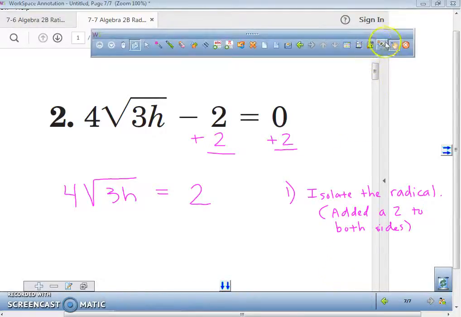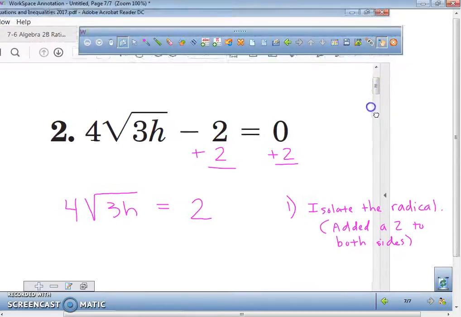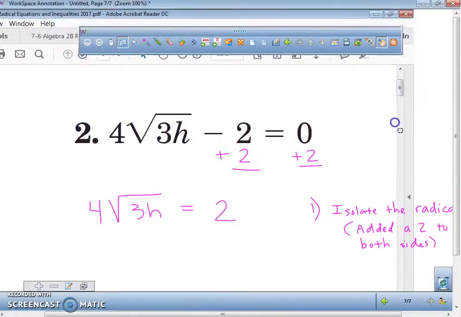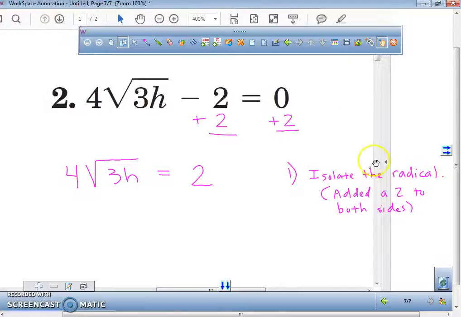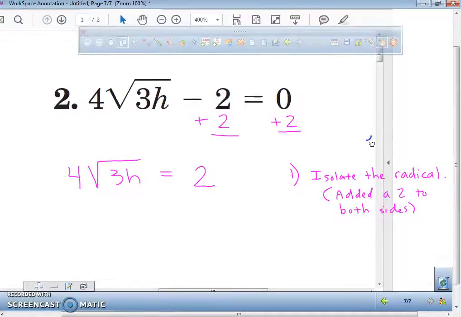All right. For those of you who are watching this, you're probably wondering why I said that. There's no point. Right now we are in chapter 7-7, dealing with radical equations and inequalities. We've already started this problem, so you're running a little bit behind. You might need to pause me and write down: isolate the radical by adding a 2 to both sides. We had to do that on problem 2.